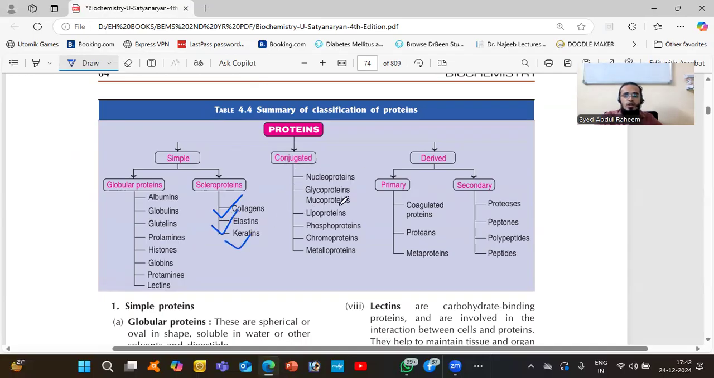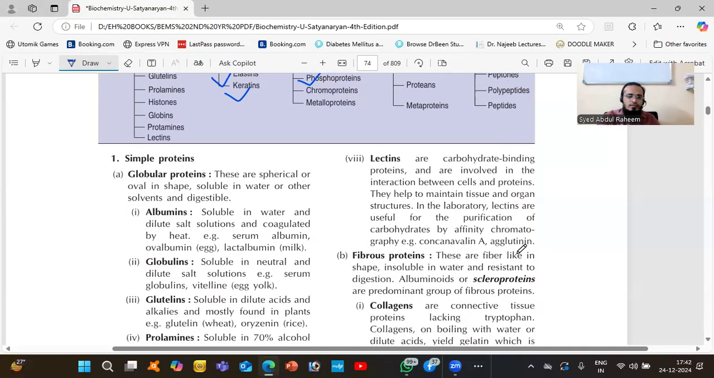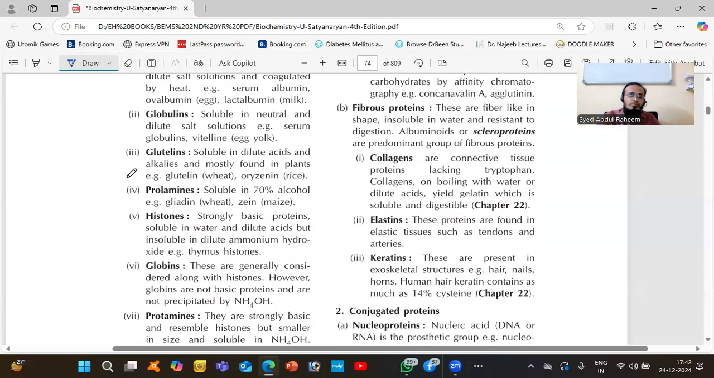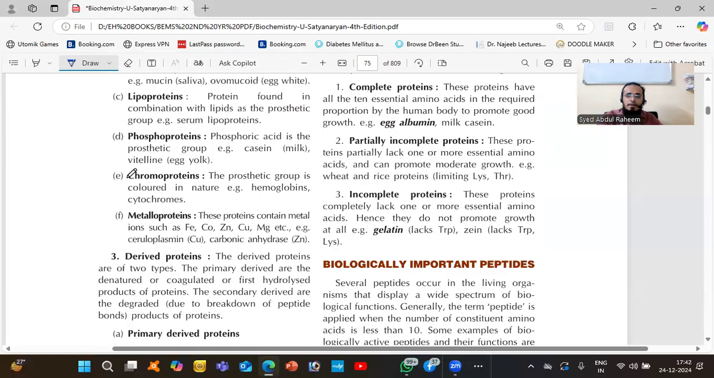Conjugated: nucleoproteins, glycoproteins, mucoproteins, lipoproteins, in which a lipid is also there, and phosphoproteins, in which phosphorus is there. Conjugated means it is connected with another element. Next is derived. Derived means it is obtained from another substance, like coagulated proteins, proteans, metaproteins, proteoses, peptones. All these are there. So here simple protein and everything is given in detail.